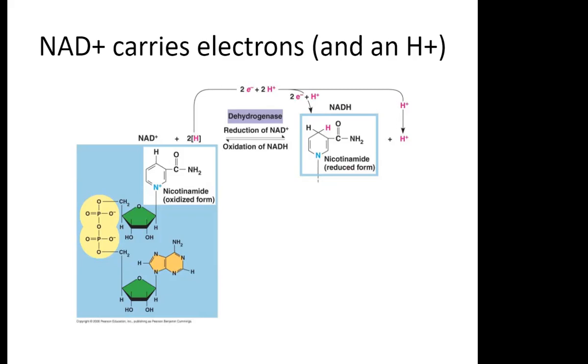Here's what I want you to take home. NAD+ becomes NADH when it takes on 2 electrons and 2 hydrogen ions. I don't really even emphasize the hydrogen ions. I want to emphasize that when it's reduced, it becomes NADH. So we're really emphasizing that it takes on electron energy and transports it throughout the cell for various functions, which we'll get to in a moment.